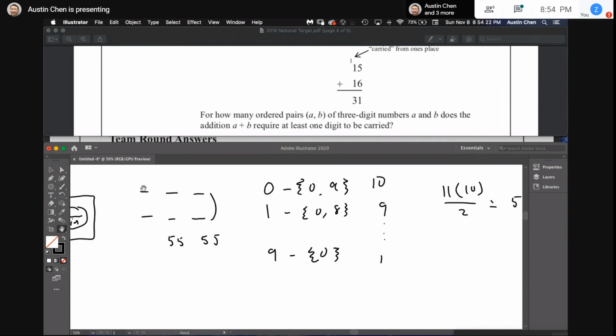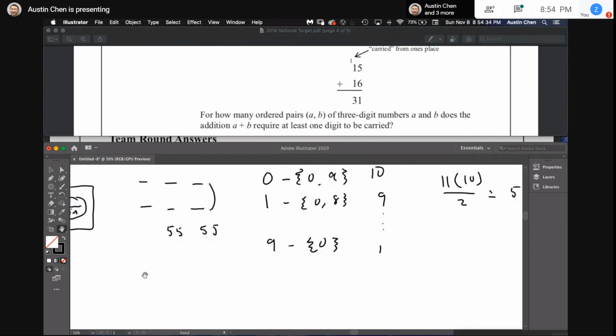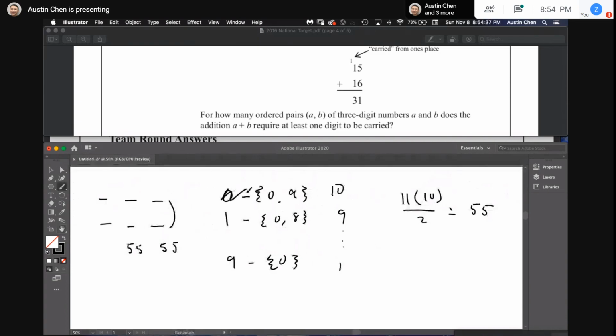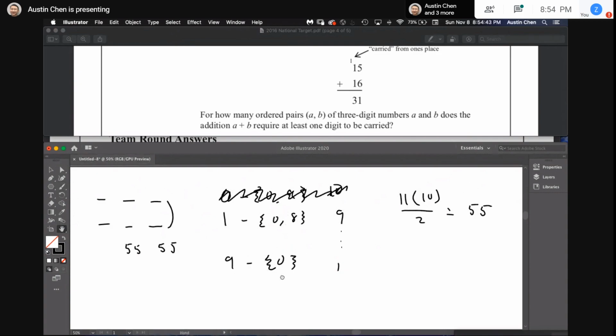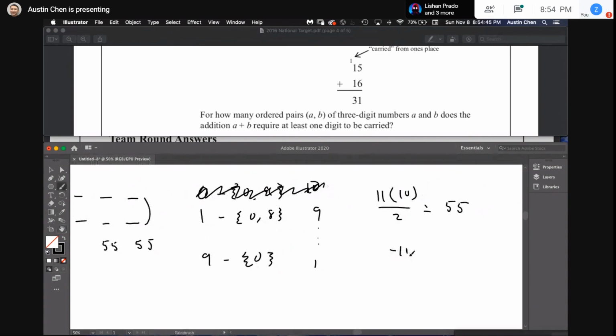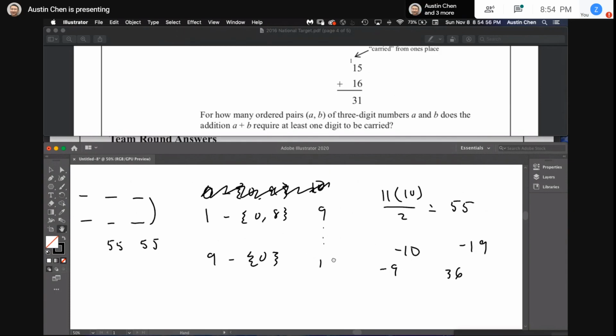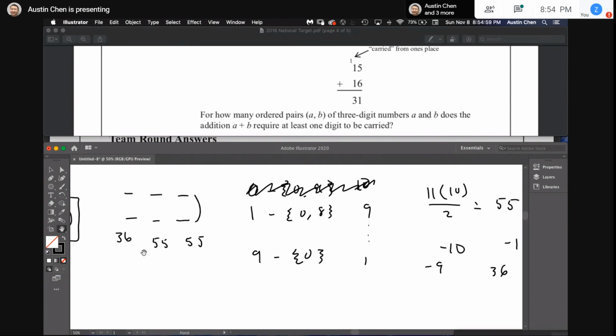But the last digit, or the first digit, I guess. The first digit is a little bit different in that you can't have zeros in any of them, right? Because they have to be three-digit numbers. So then this case goes away, and all of these zeros go away, which means we have to subtract 10, and we have to subtract 1 from all of these. And there are 9 of these, so we have to subtract 9. So we have to subtract 19 from 55, which is 36. So there are just 36 cases for this one.